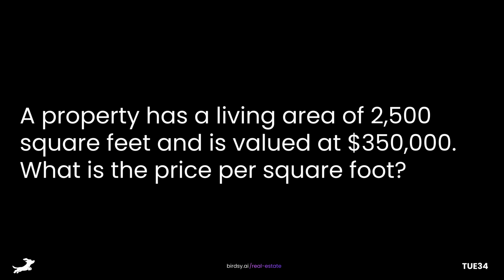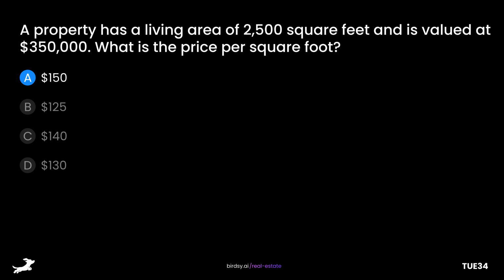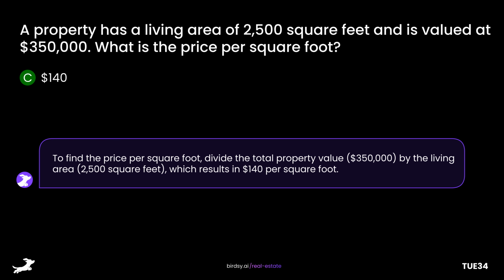A property has a living area of 2,500 square feet and is valued at $350,000. What is the price per square foot? Is it A, $150, B, $125, C, $140, or D, $130? The answer is C, $140. To find the price per square foot, divide the total property value, $350,000, by the living area, 2,500 square feet, which results in $140 per square foot.